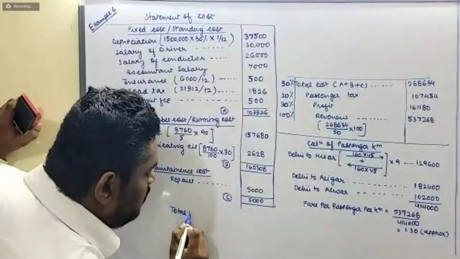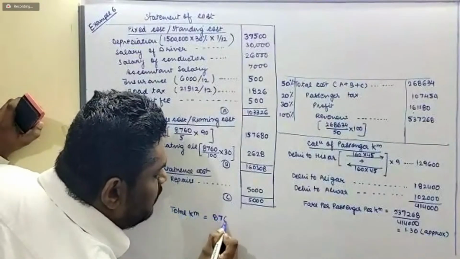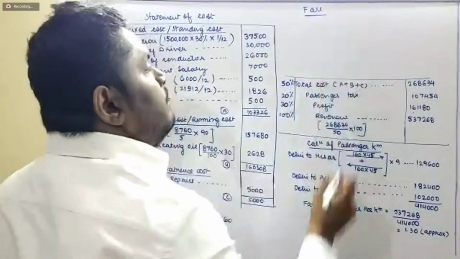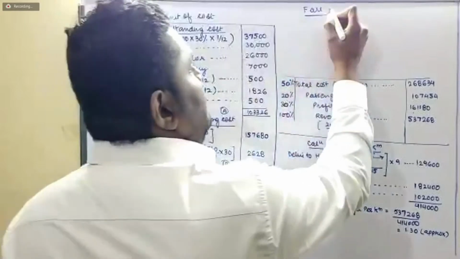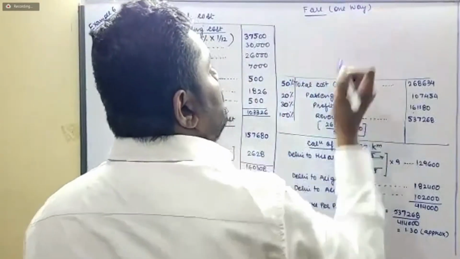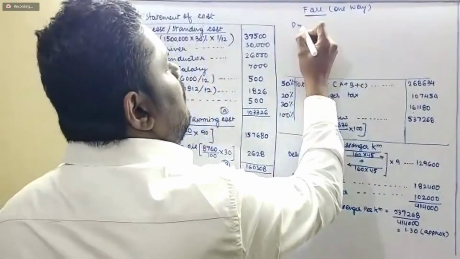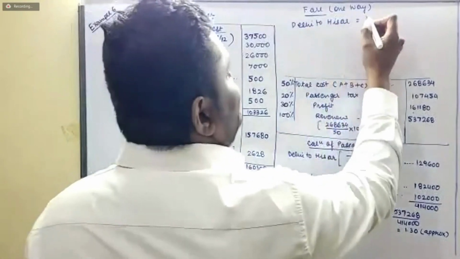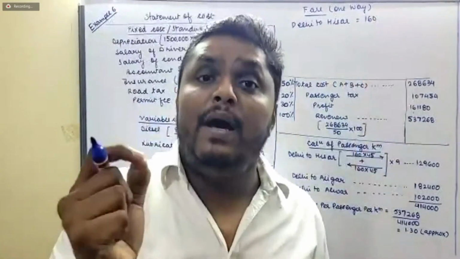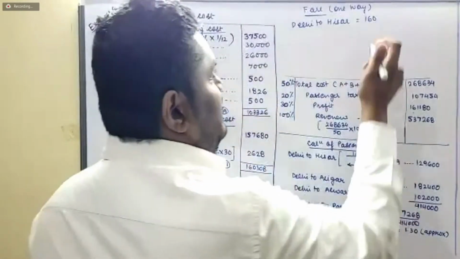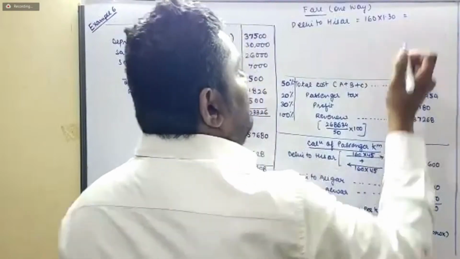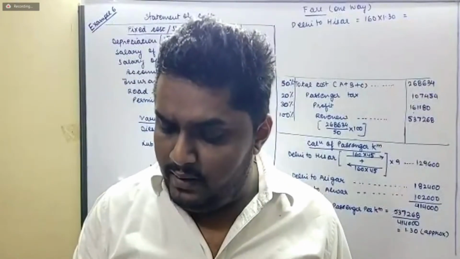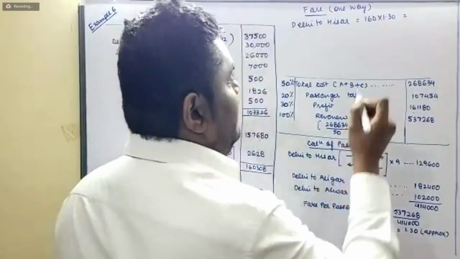Total kilometers is 8760. Now, fare. I'm writing one-way fare. From Delhi to Hisar, the distance traveled is 160 kilometers one way, and the fare per passenger per kilometer is 1 rupee 30 paisa. So how much will be the fare for a passenger traveling from Delhi to Hisar? That is 160 into 1.3. So this will be 208.